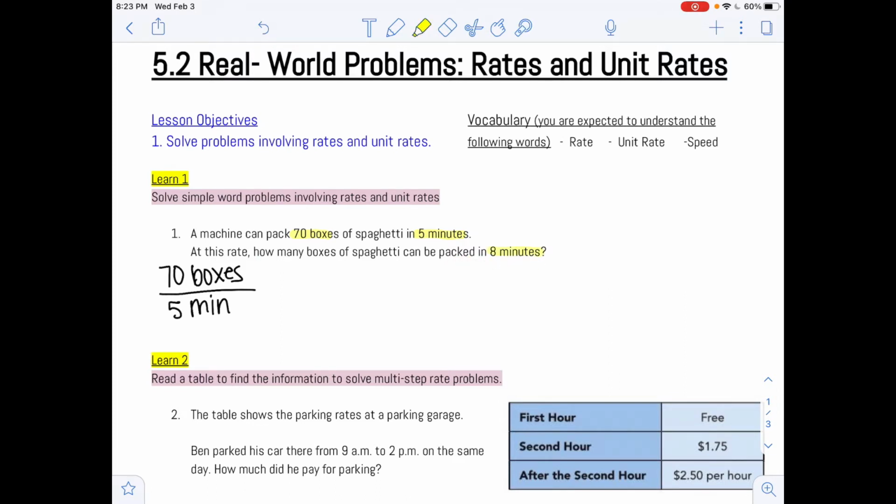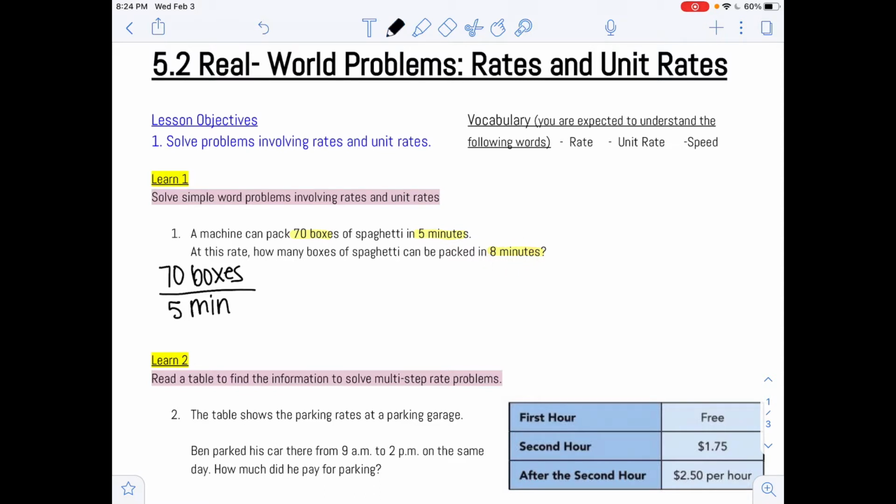Similar to our understanding of ratios and drawing our bar models in section 4.3, we have to think about, well, I know I can pack 70 in 5 minutes. My goal is I want to figure out how many boxes are going to be in 8 minutes. I can't quite go straight from 5 to 8. But maybe I can figure out how many boxes can be packed in 1 minute, or find our unit rate, and from that be able to solve for 8 minutes.